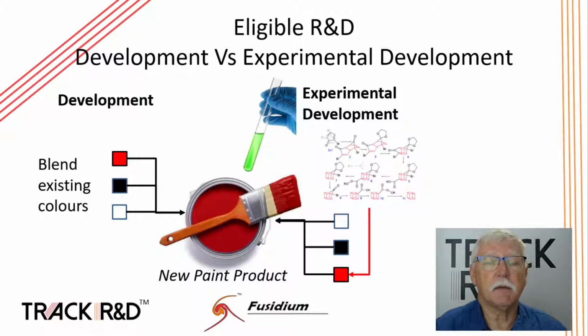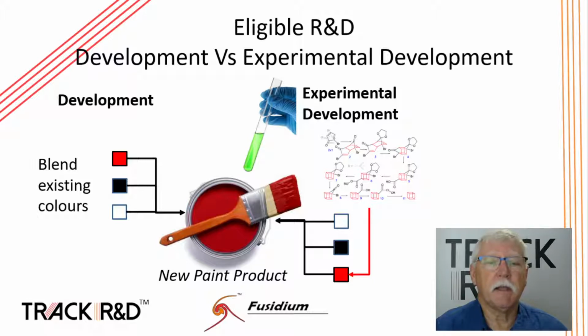12 months later, the marketing department comes back to R&D and says they're having a problem with red-based colours that are fading on exposure to the sun, and ask the R&D department to do something about it. In this situation, we see the work of experimental development.